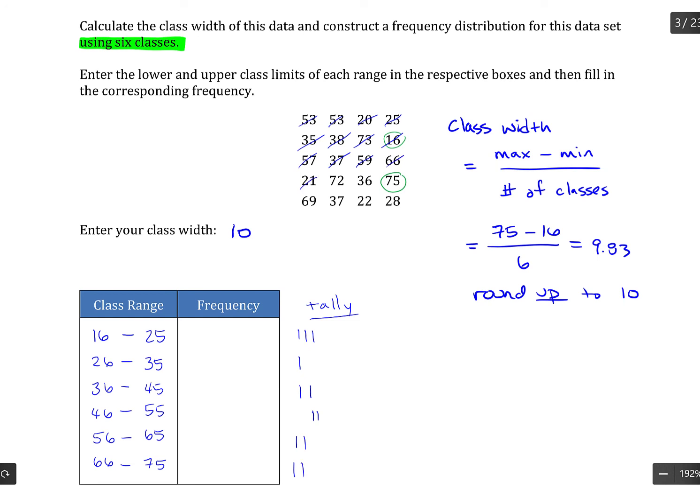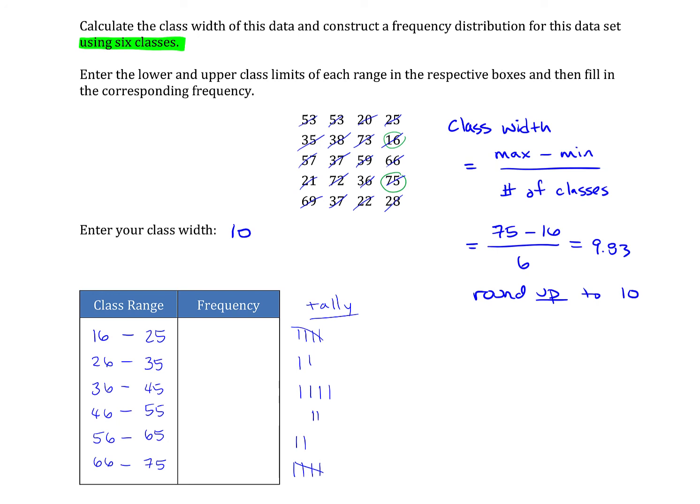66, 21, 72, 36, 75, 69, 37, 22, and 28. All right, so as long as I haven't accidentally fit any of these values into the wrong class, which can happen, just try to be careful because the computer's not really forgiving about that, but your professor probably is on a test.